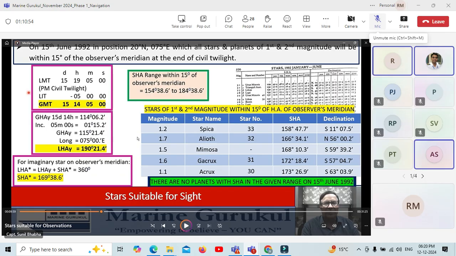Sir, if they don't particularly mention, can we get it in this? One by one, beta. Sir, only SHA we can get for the planets in this. Declination will not be there. We can find the declination also. I will tell you, in case you find a planet there, then you can find the declination. See, you have the time. GMT is 15th day, 14 hours, 05 minutes. So for this GMT time, you can go to the declination column of that particular planet and you can pick up the declination also. Okay, sir. Thank you.